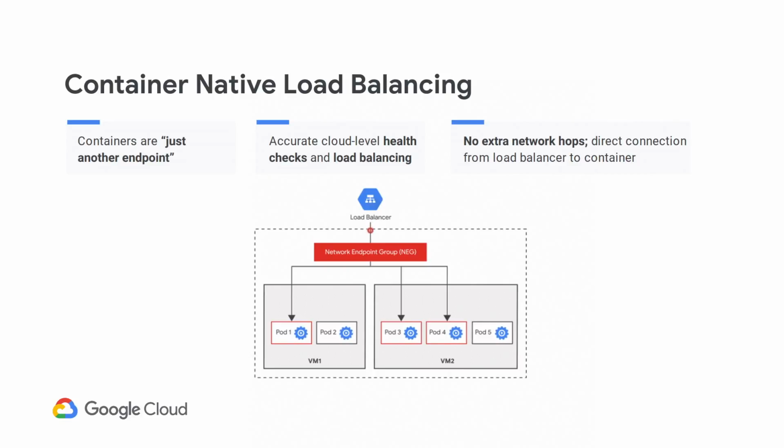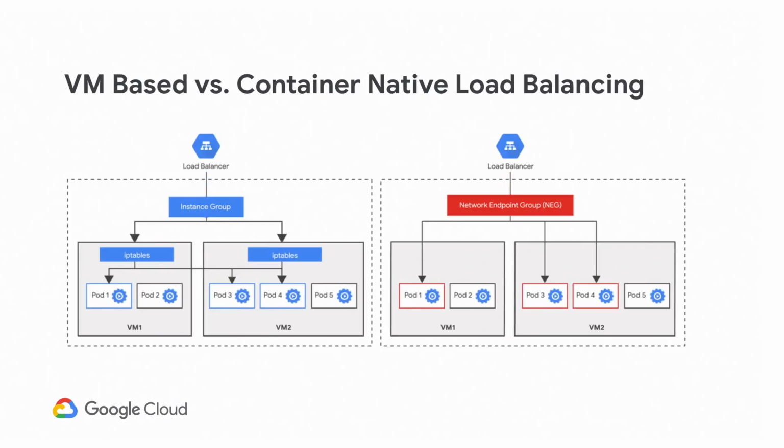There are no extra network hops, which obviously gives you much better network performance. And also there's a direct connection from the load balancer to your pod, which gives you better visibility and better troubleshooting for your services. So looking at the two models of deployment side by side, now we see how much more simplified the data path is with container native load balancing versus how it works in a traditional load balancer.